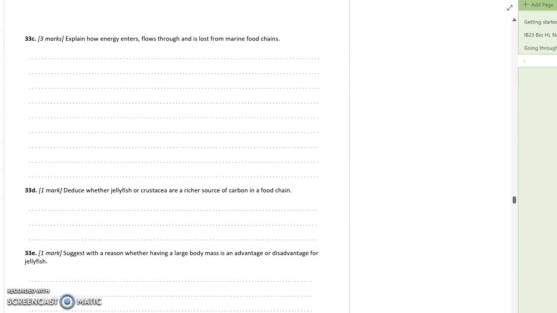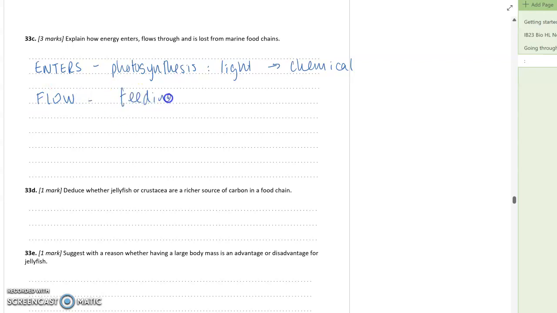33c is asking you to explain how energy enters, flows through, and is lost from a marine food chain. If you remember, energy flows, whereas nutrients cycle. So the way that energy enters is through photosynthesis. You need to state the energy change here: light energy going to chemical energy in the process of photosynthesis. That's how it enters. How does it flow? It can flow through feeding. That's probably the most sensible way to flow.